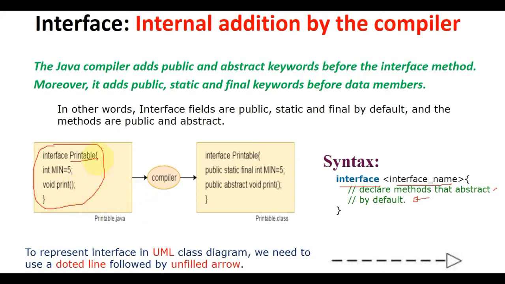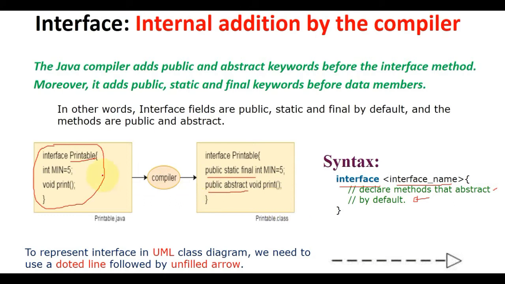When we declare an interface like this, the compiler reads the interface like this one. It adds the public, static, and final keywords before the data member, and adds the public and abstract keywords before all the methods in the interface. So we do not need to add these; they are automatically added by the compiler, and we do not actually see them.